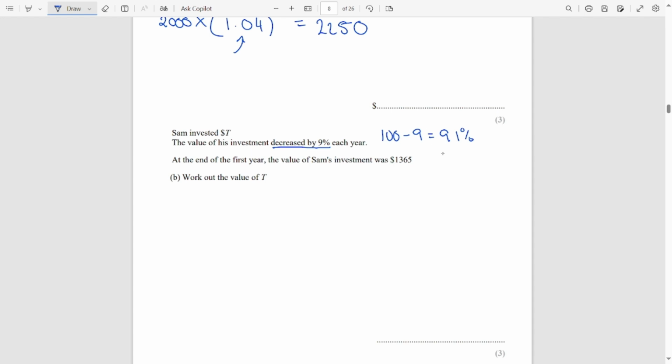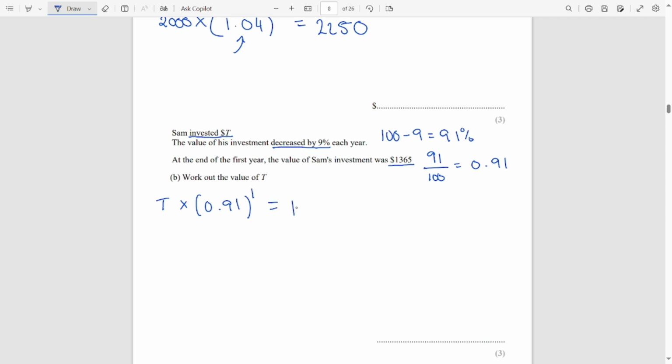Now again, for a multiplier, this is the same as 91 over 100. You can do that on your calculator, and that's 0.91. This is like the multiplier. Now, this time is a little bit more complicated because he invested T, and at the end of the first year, his investment is this. So T is his investment times the multiplier, 0.91, and actually it's only at the end of the first year, so the number of years is just 1 in this case.